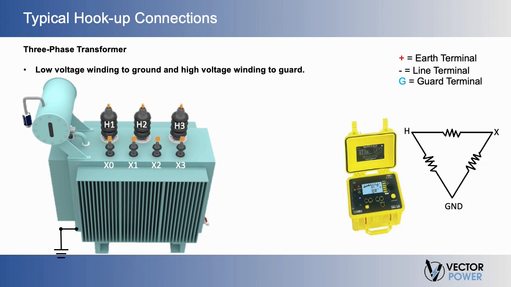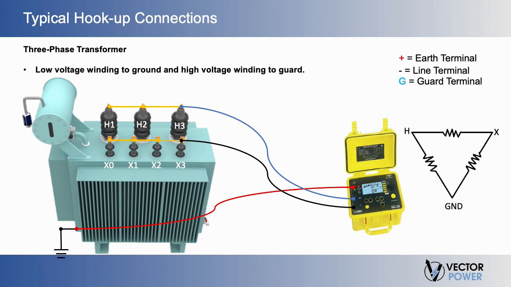To perform the low voltage winding to ground and high voltage winding to guard test, connect the Megohmmeter as follows. Jumper H1, H2, and H3 together. Jumper X0, X1, X2, and X3 together. Connect the Megohmmeter's positive, the earth terminal, to ground. Connect the Megohmmeter's negative, line terminal, to the X windings. And finally, connect the Megohmmeter's guard terminal to the H windings.